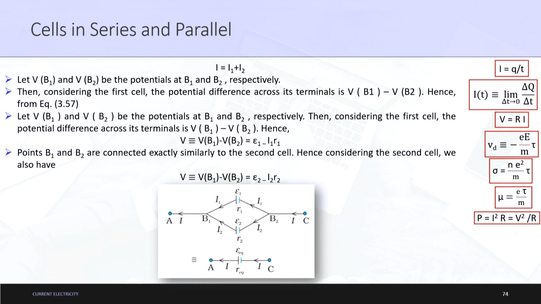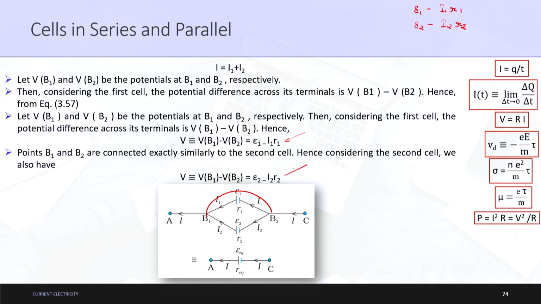Now, let VB1 and VB2 be the potentials at B1 and B2 respectively. So, this is not an assumption, it is a denotation here. Then considering the first cell, the potential difference across its terminal will be VB1 minus VB2. Hence, VB1 minus VB2 using the above voltage difference is nothing but epsilon 1 minus I1 R1. Similarly, from the other cell we will find that it is equal to epsilon 2 minus I2 R2, because the current which is passing is also different. Let me write it clearly here, it is nothing but epsilon 1 minus I1 R1, and similarly epsilon 2 minus I2 R2. So, this thing has also been explained.